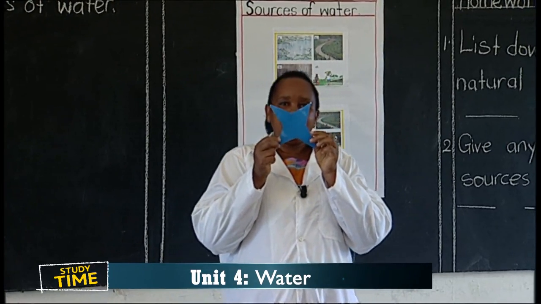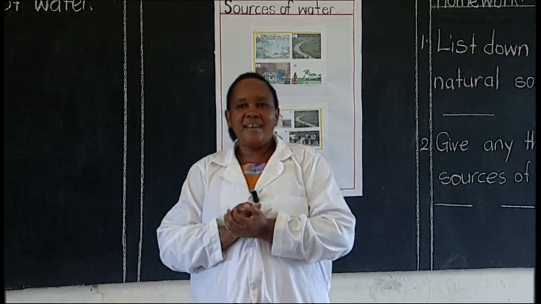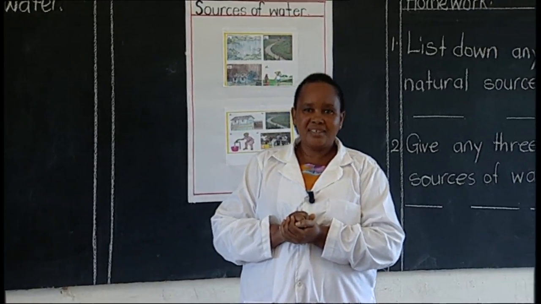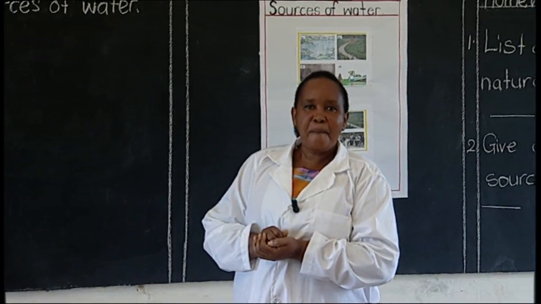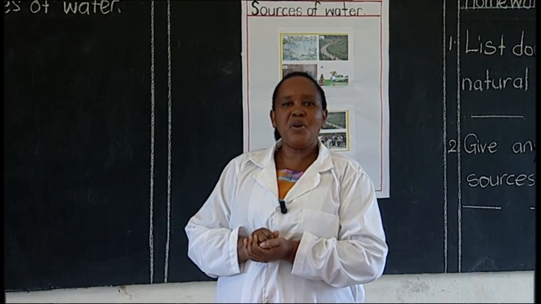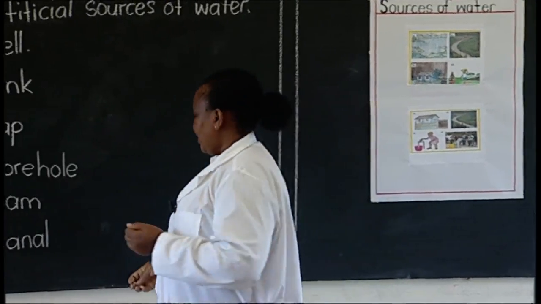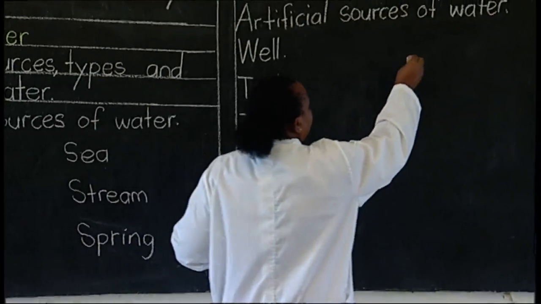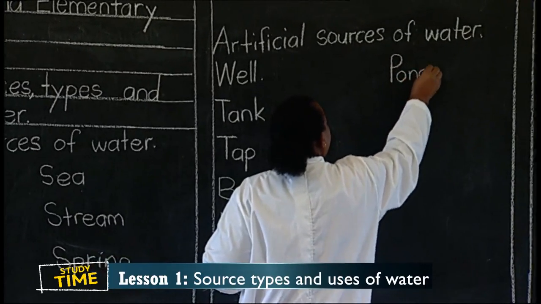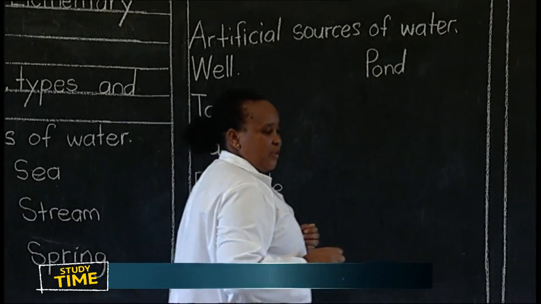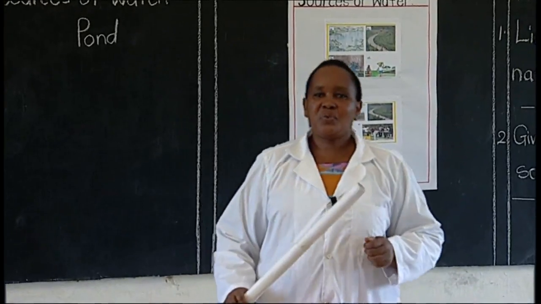because you are wonderful. Now, I'm going to give you another source of water. And that source of water, we call it a pond. Pond. Everybody say pond. And this is how we write the word pond. We are going to write it here. We write pond. As simple as that.